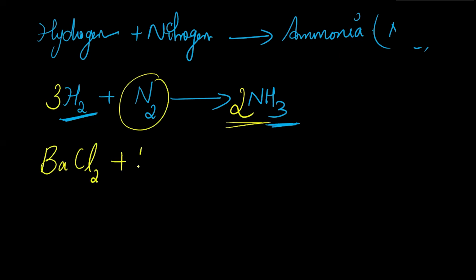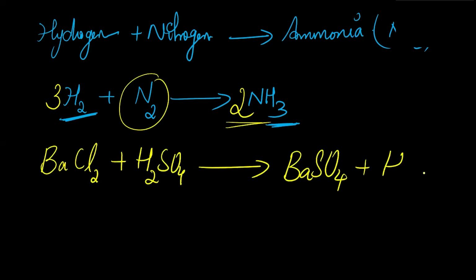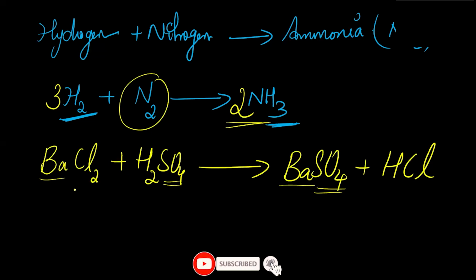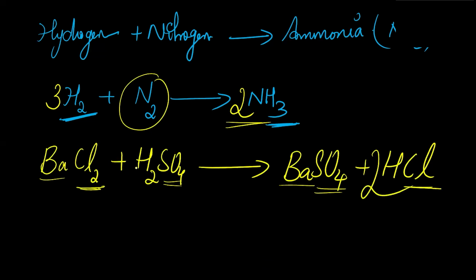BaCl2 plus H2SO4 gives BaSO4 plus HCl. See this question. Take the polyatomic ion sulfate. It is balanced, so don't do anything. Take barium, the metal. It is also balanced. Now take chlorine. Chlorine is only 1 on this side, 2 on this side, so make it 2 by adding a 2 here. Automatically hydrogen is 2 here, and it is already balanced. Hope you understand. I'm going a little bit fast, you have to come along with me.